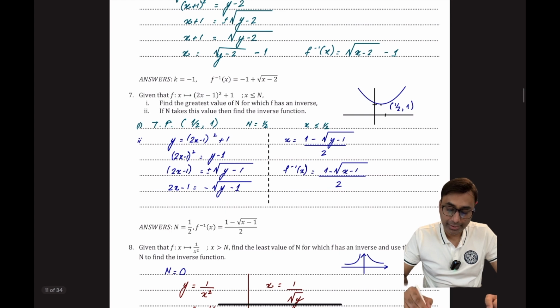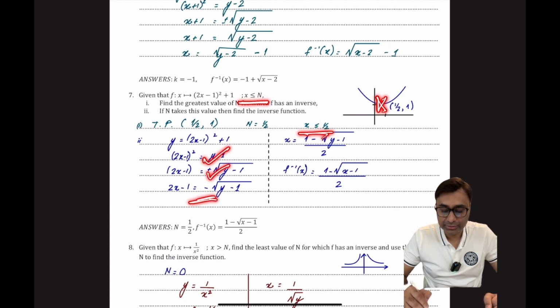Likewise, over here, x has to be less than or equal to n, so I can take the turning point, which is going to be half. If I take the turning point as half, I know that x is going to be less than or equal to half, which means that 2x minus 1 has to be negative. So out of the plus and minus sign, I picked the negative sign, and then I've made the inverse function formula.